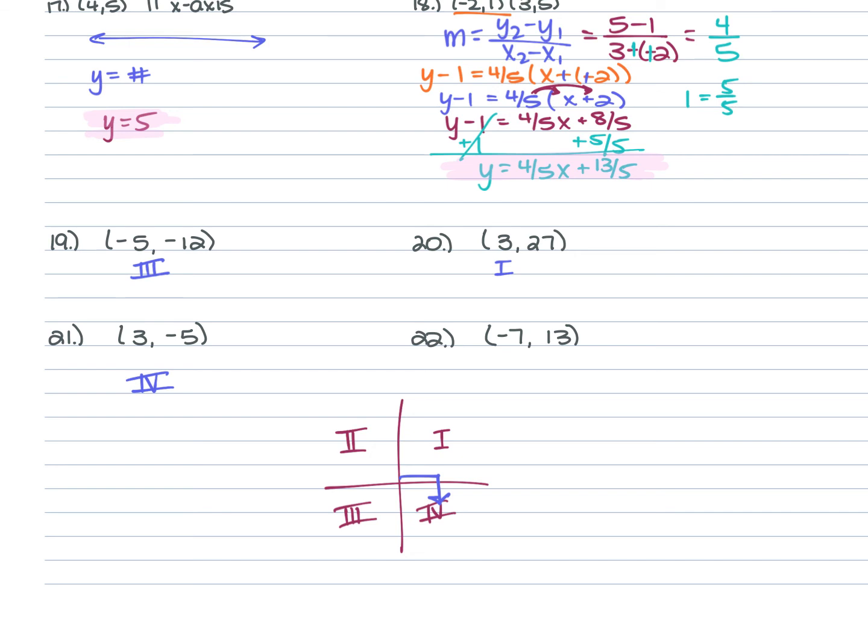And then 22, you have negative 7, 13. Negative 7, you're going to the left 7, then 13, you go up. So left and up is second quadrant.